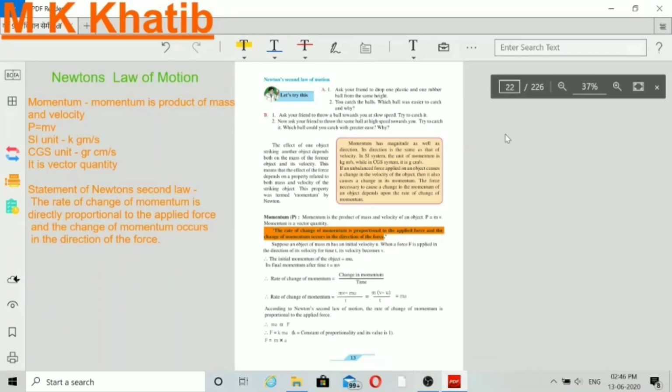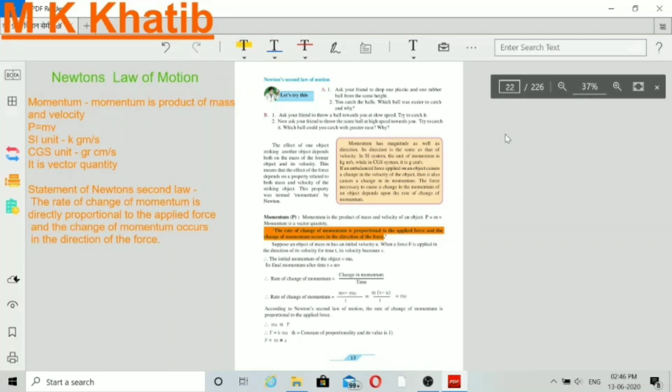Here the rate of change of momentum is equal to the change in momentum upon time. The change in momentum is calculated by taking the difference between final momentum and initial momentum. So the rate of change of momentum is equal to (mv minus mu) upon t. Here m is a common factor, so it is m into (v minus u) upon t. So the rate of change of momentum is equal to ma.